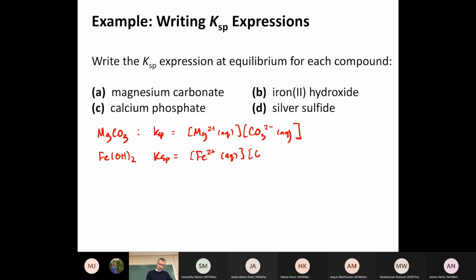Iron 2 plus, OH minus, squared. Calcium phosphate, PO4, that would be a 2 and a calcium 3 to make the charges balance on that one.